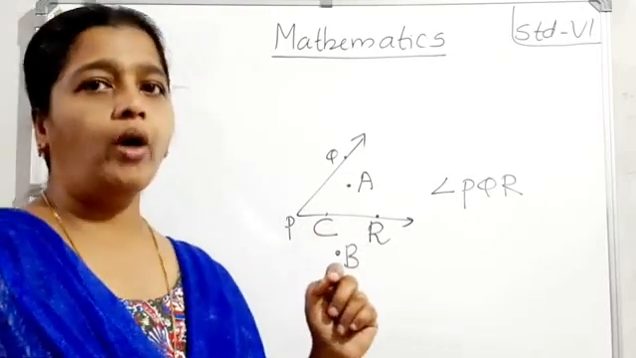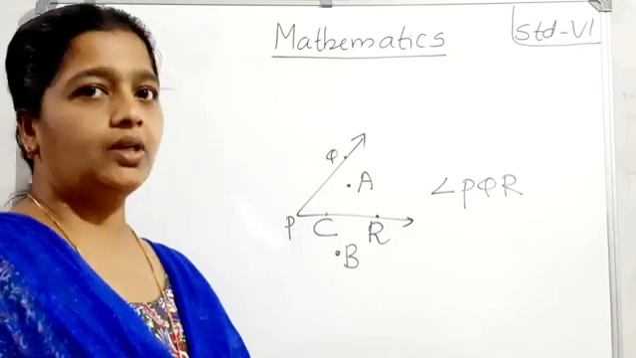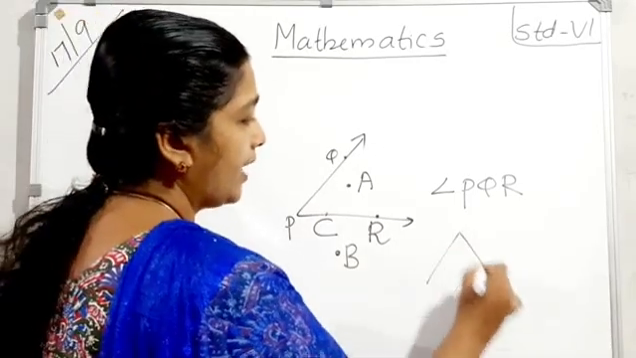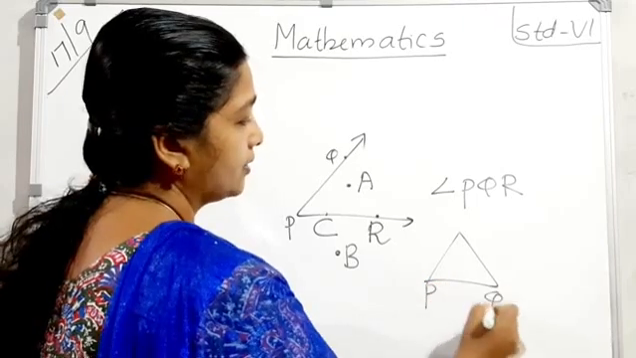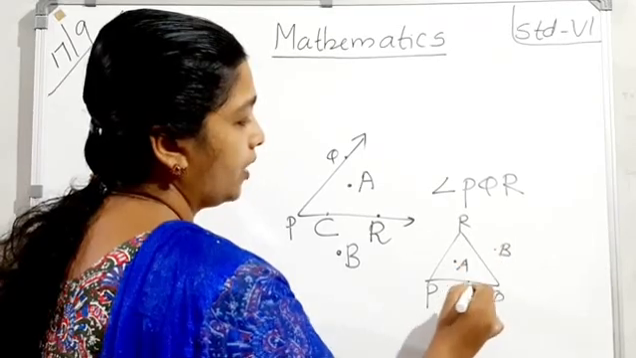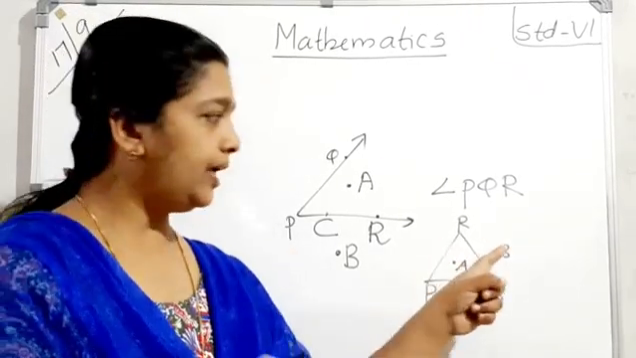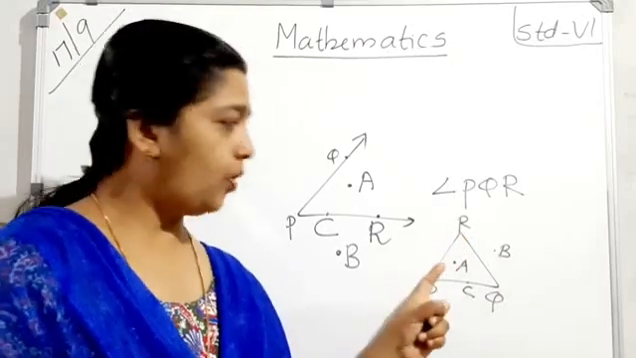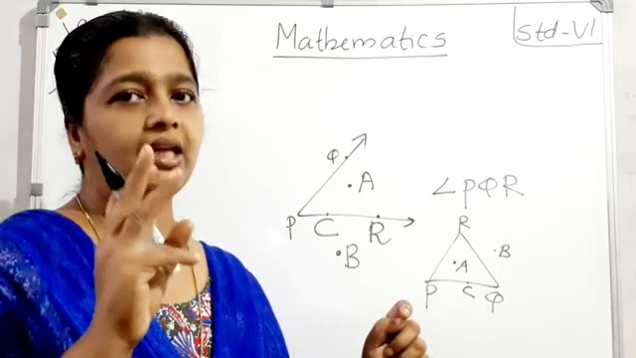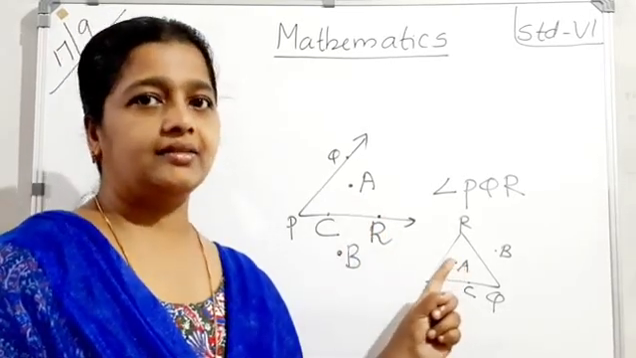C is on the angle RPQ. Understand? So these are the important points. Then from the triangle PQR, I put here point A, point B and point C. Here also point A is in the interior, point B is in the exterior and point C is on the triangle. So these are the three important parts from the angle and triangle.